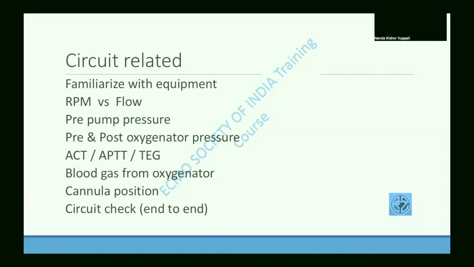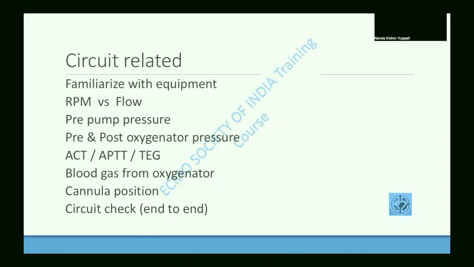So if the pressure difference is too significant, that means there's a risk of the oxygenator failing. So we need to identify that even before it happens. So we need to monitor that. In that way, it's pre and post oxygenator pressure, we need to measure it constantly. And then we need to check the anticoagulation status.